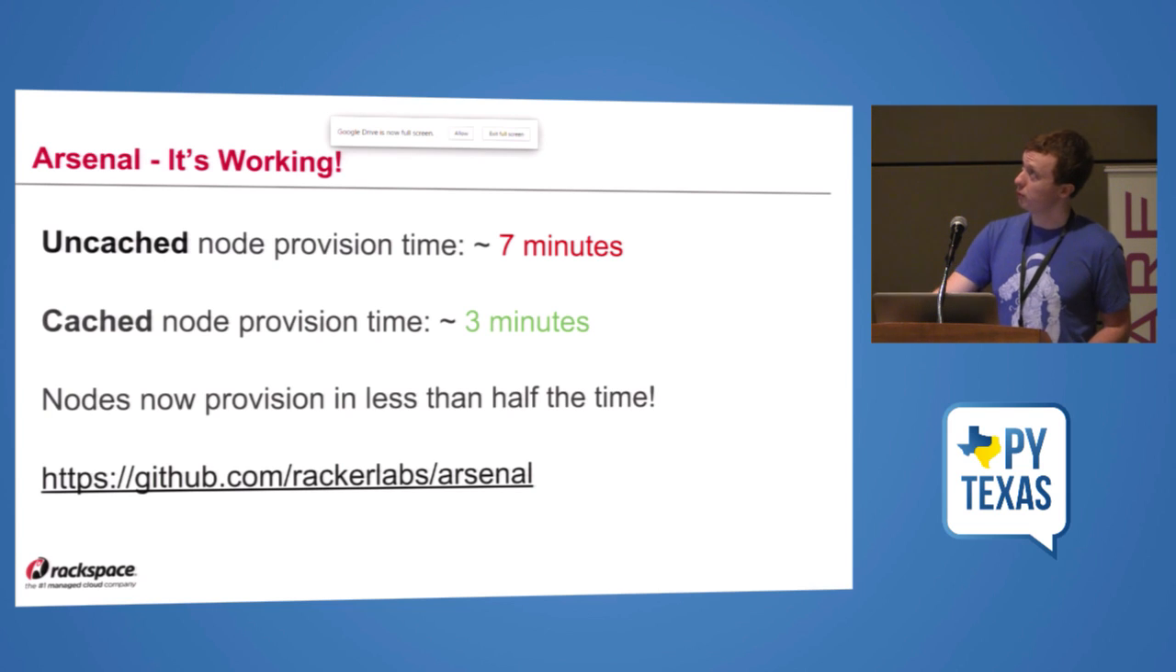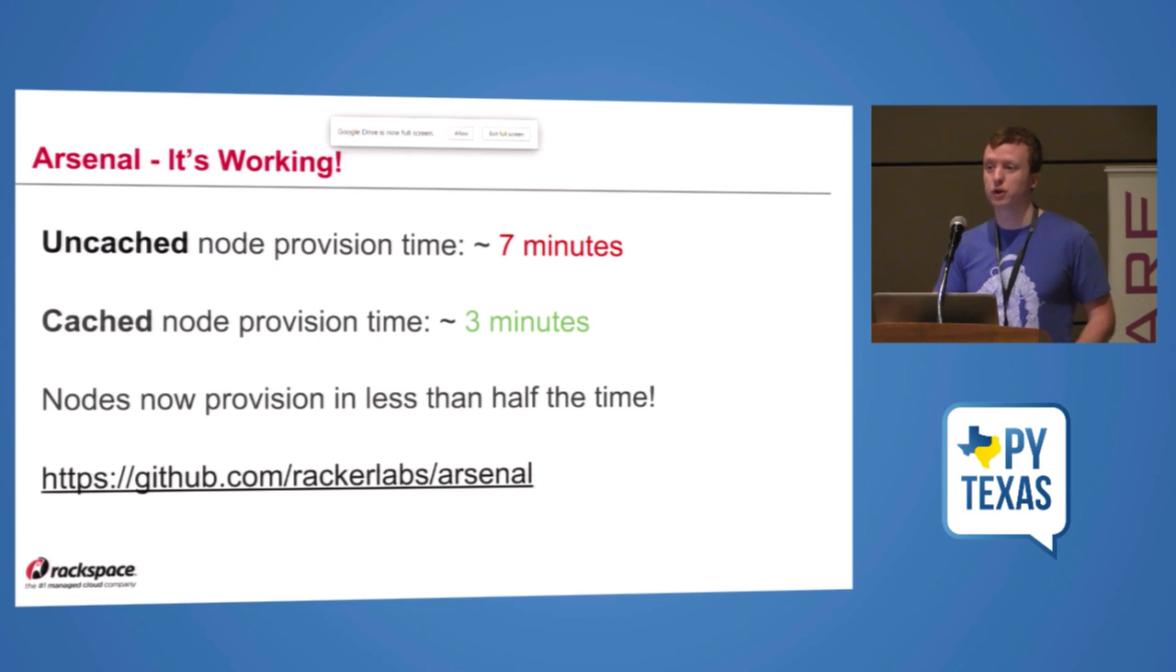So Arsenal's working in production today. It's actually doing pretty well. As you can see, uncached provision times are on the order of about 7 minutes. But if you hit a cached node, it's more than half the time from the time that a customer requests an instance to the time that the customer can SSH into the instance. So there's a pretty dramatic improvement. This is just to illustrate that, yes, I've built something that actually works.